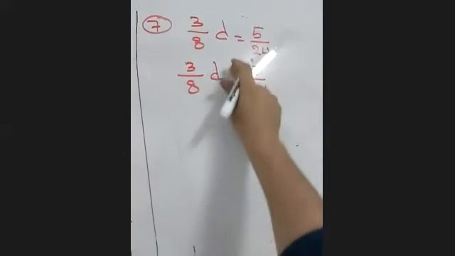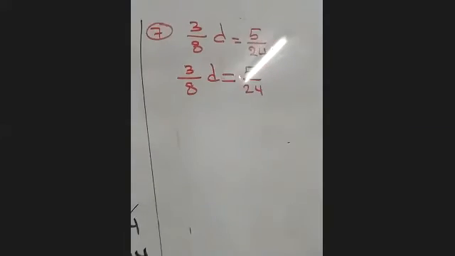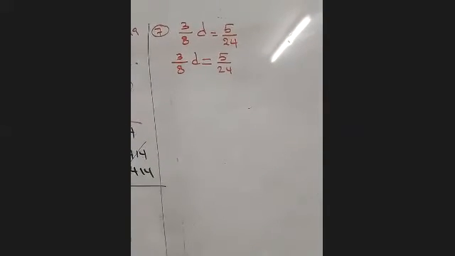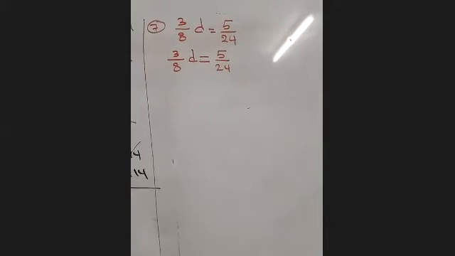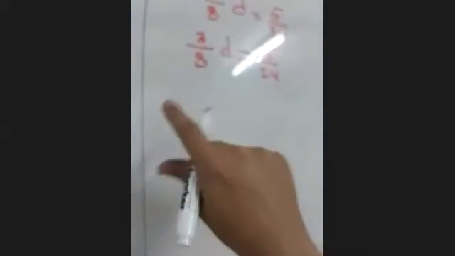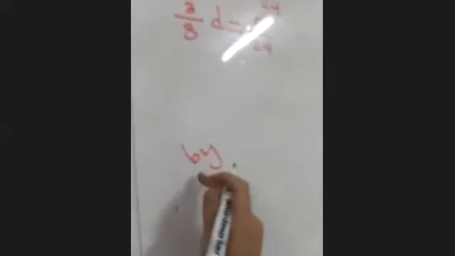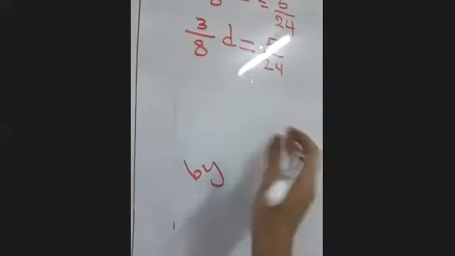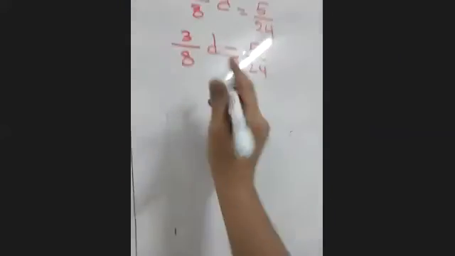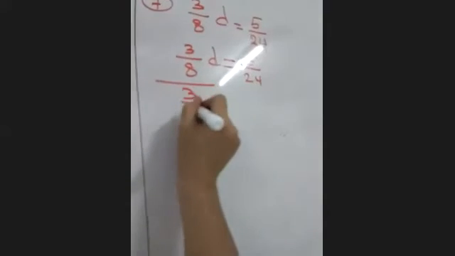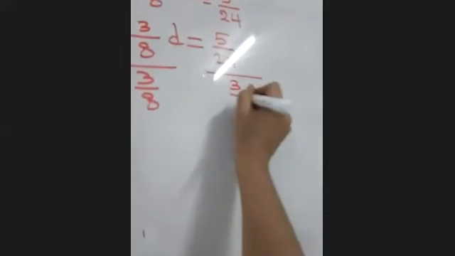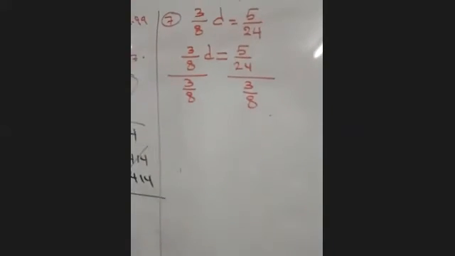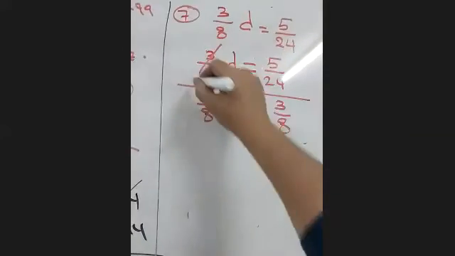Then we will divide 3 over 8 on both sides. We will divide by 3 over 8 on both sides. The word "by" is important. Got it? Yes. Divide by 3/8 here, right? Yes, 3/8 goes and the fractions will be gone.